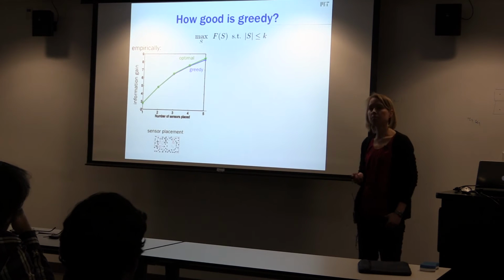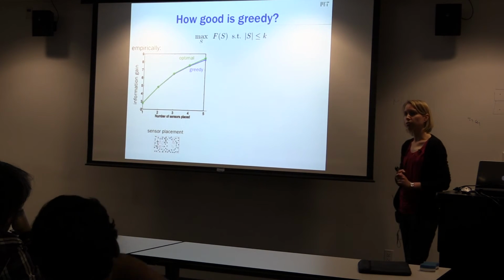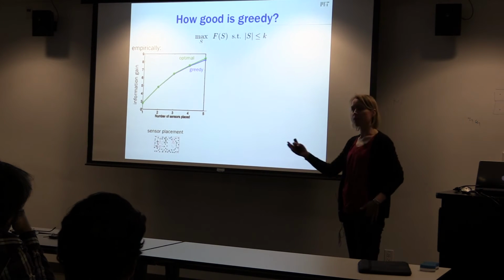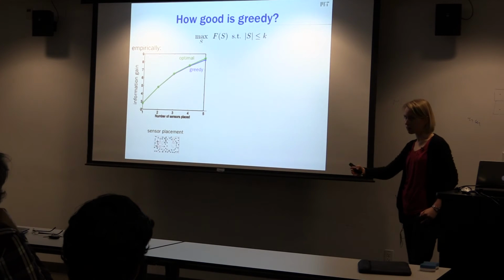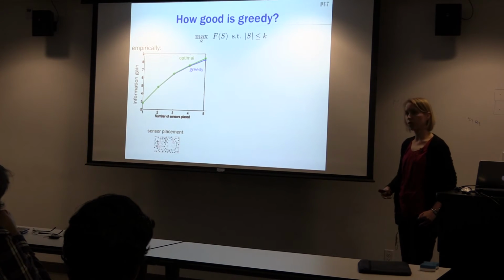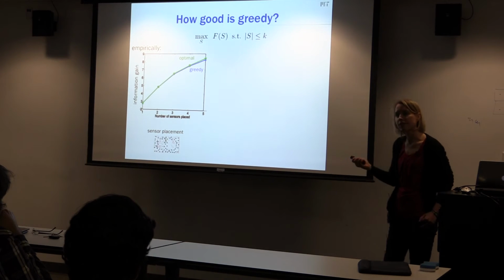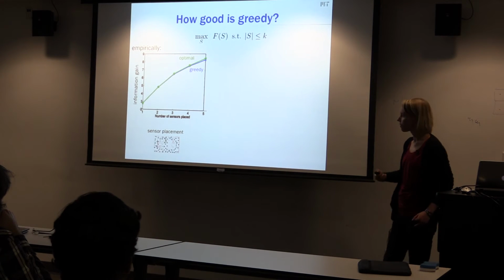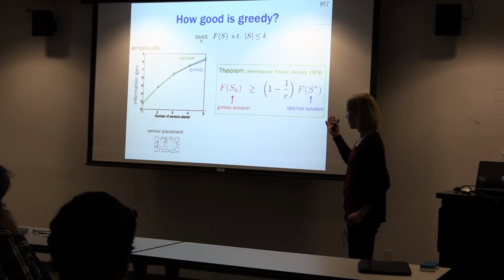Here's an example for a sensing problem comparing greedy with the optimal solution. And you see that greedy works surprisingly well. It's not always going to get you the optimal solution, it can't, but most of the time it works very well. So the question is, this is empirically, can we say something in theory? Is there any theory about this?